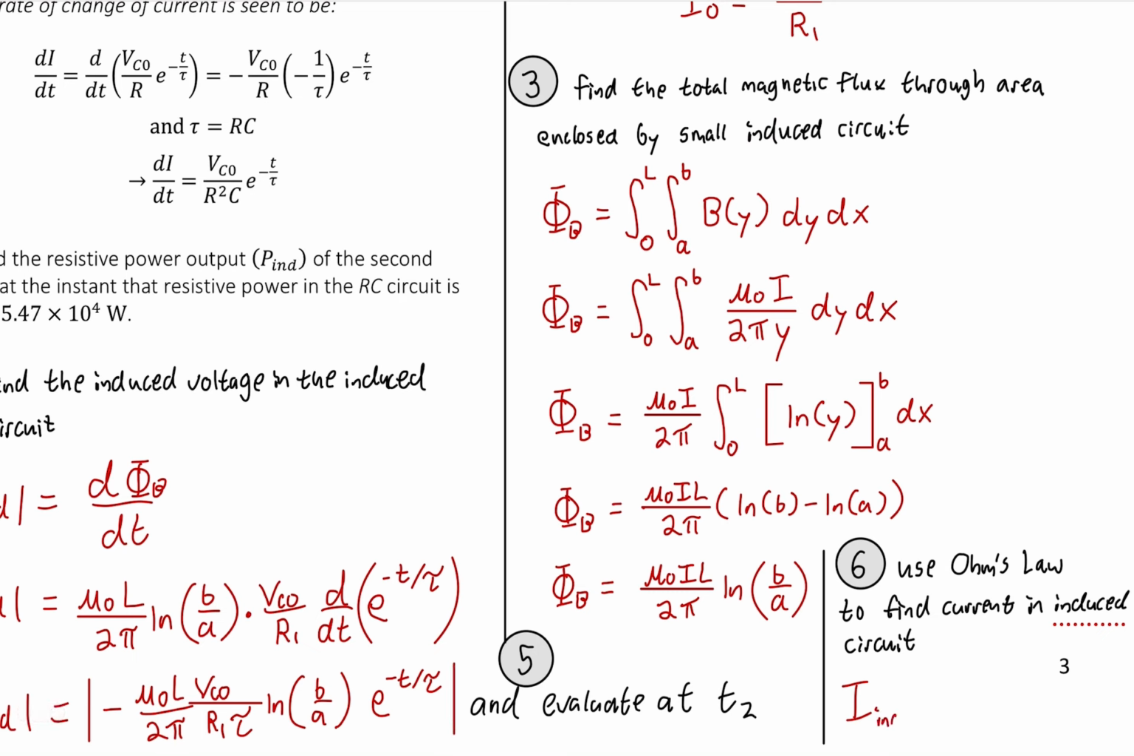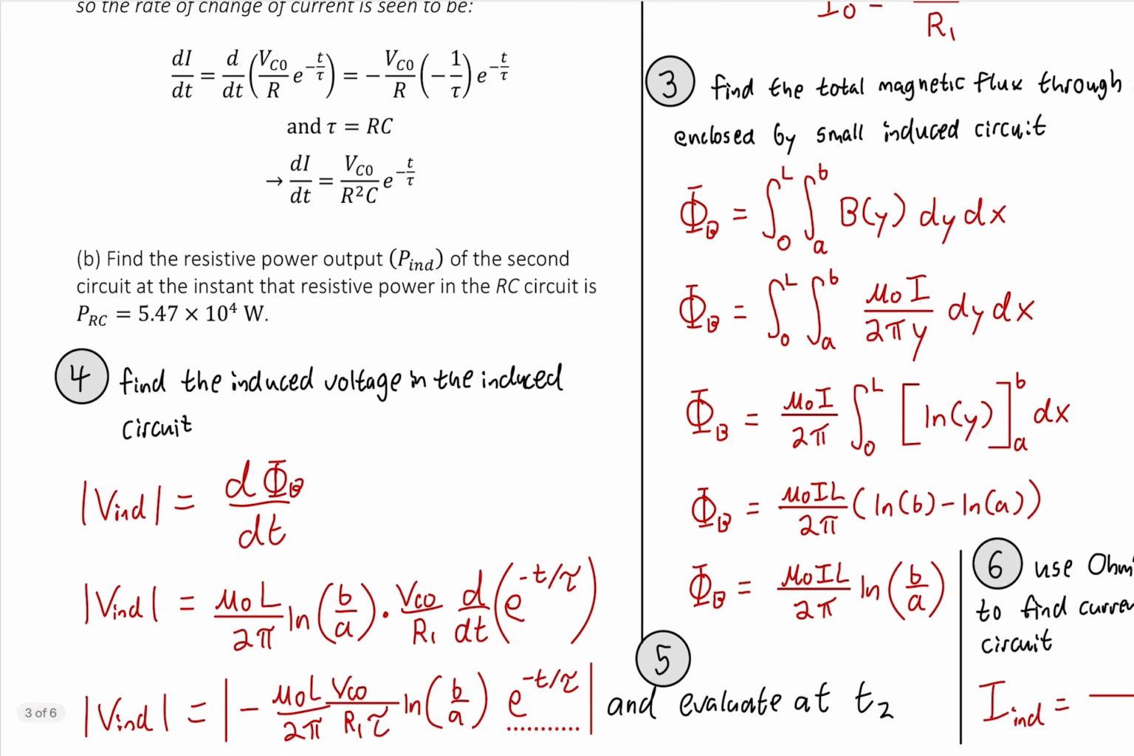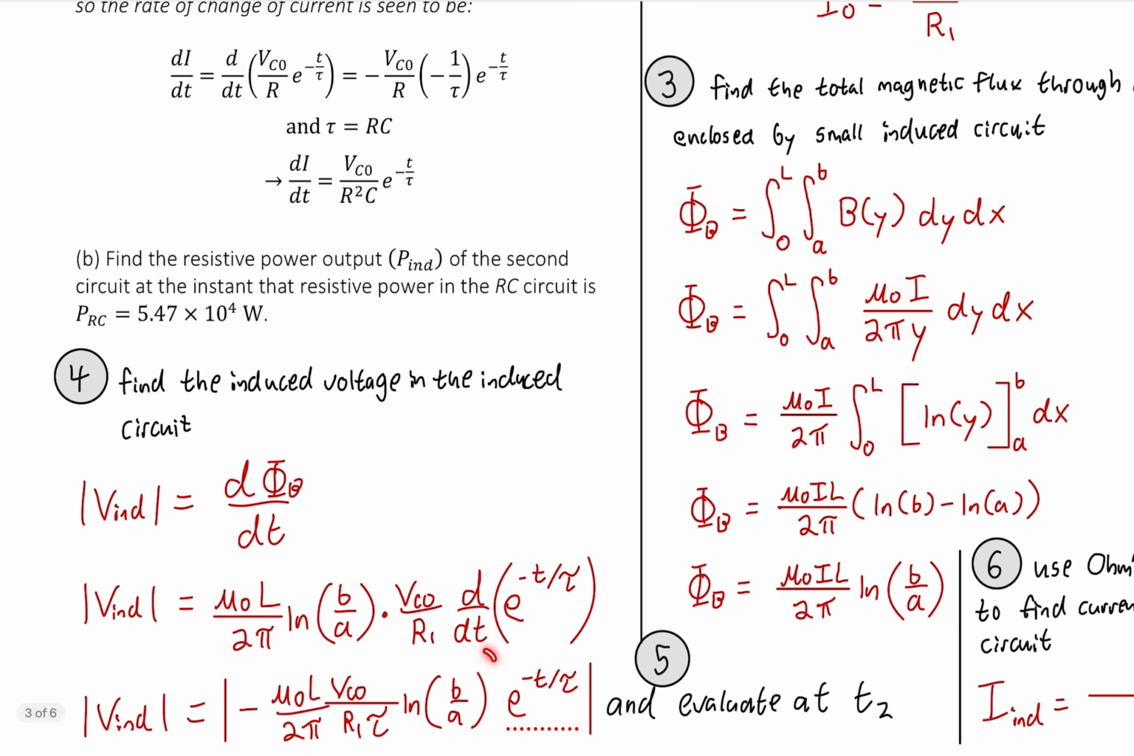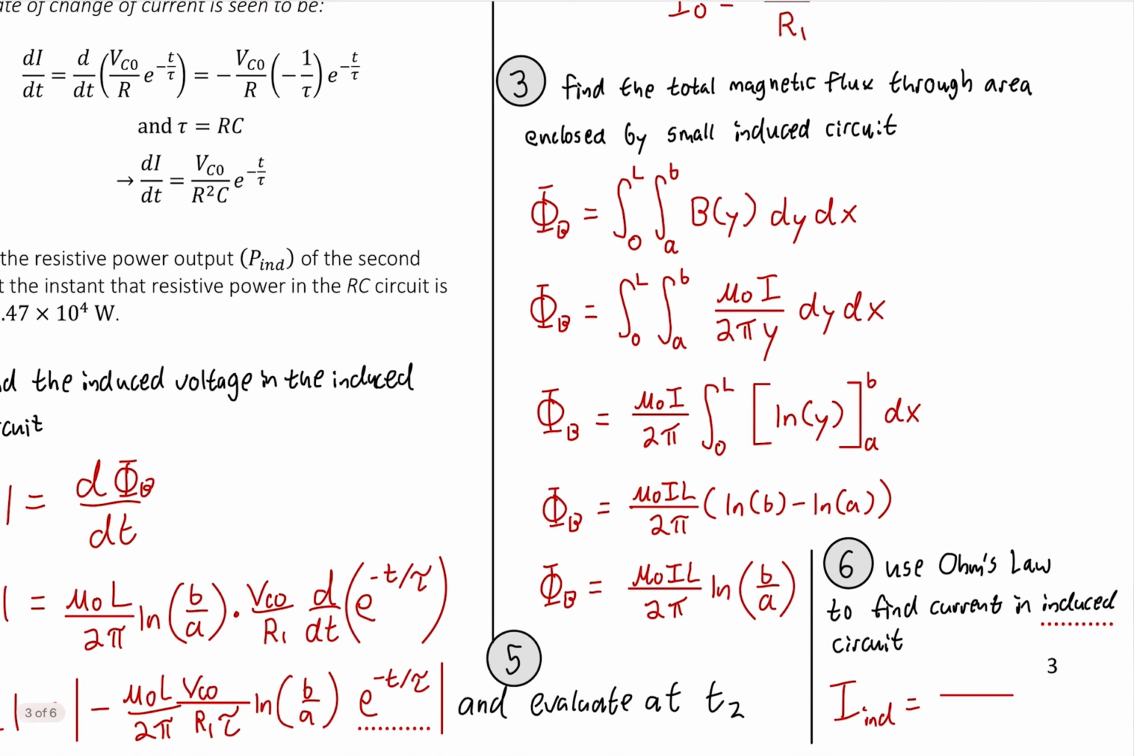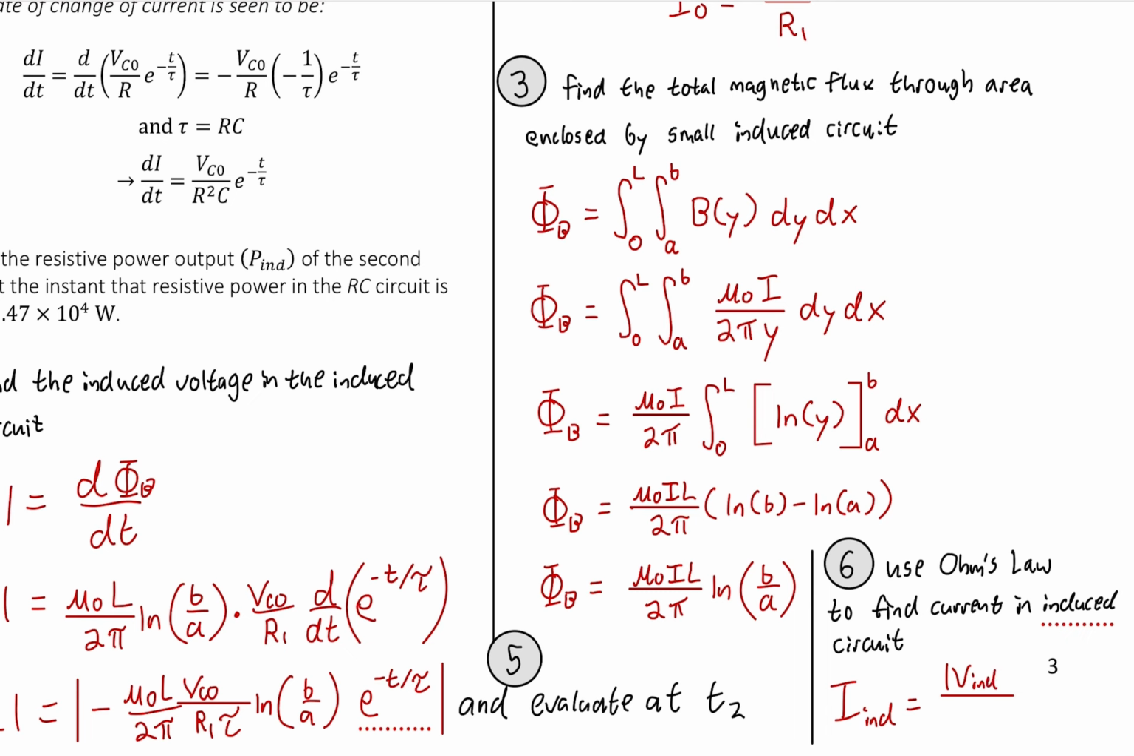So we have I induced is then going to be what we got from that whole expression after we plugged in t2. So basically take this, plug in t2, make sure that you don't have any negatives, though it doesn't matter since we're only interested in the magnitude. So at some point, drop the negative, and then put that voltage value in there, and then divide by the resistance.